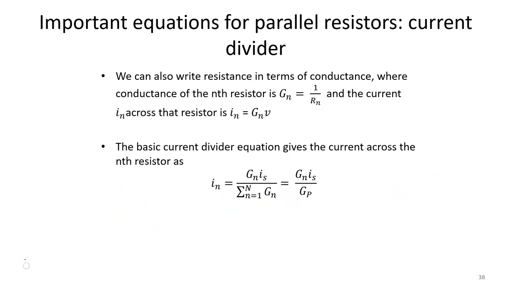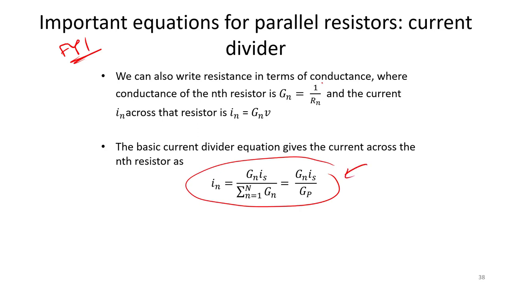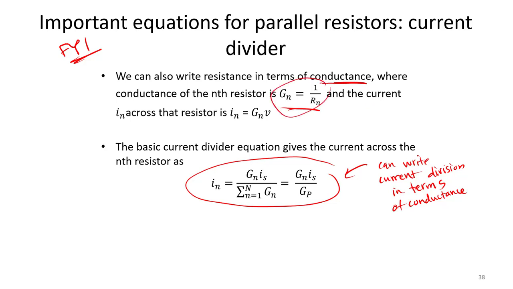One other thing, this is kind of more just for your information. You can also write a current division equation in terms of conductance. So some textbooks actually like to write current division this way. Remember, conductance G is just 1 over the resistance, so otherwise the equation is the same.